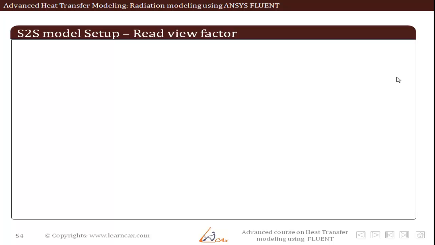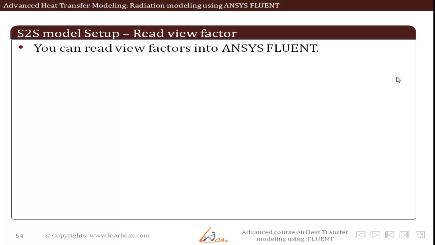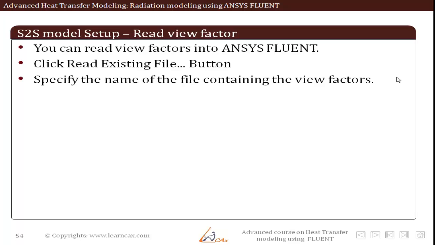If the view factors for your problem have already been computed, either inside or outside of ANSYS FLUENT, and saved to a file, you can read them into ANSYS FLUENT to just start the radiation calculations. To read in the view factors, click the Read Existing File button in the view factors and clustering group box of the radiation model dialog box. A select file dialog box will open where you can specify the name of the file containing the view factors. You can also manually specify the view factors file using the File, Read, View Factor menu item.